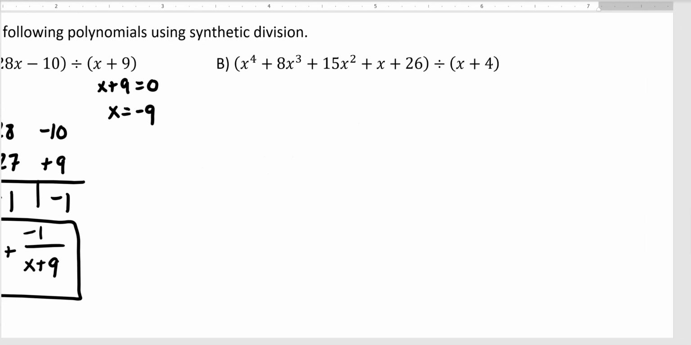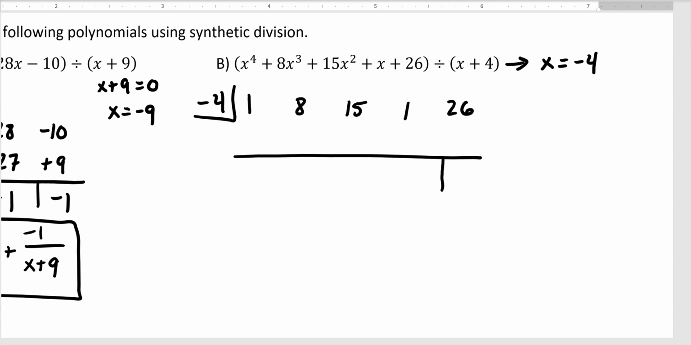So this time x plus 4, so that means x is going to equal -4, and that's what goes in my box, the 0 of that factor. We list our coefficients. Now this one was nice, doesn't have any missing, all in standard form here. Drop my first one, 1. -4 times 1 is -4. 8 minus 4 is 4.